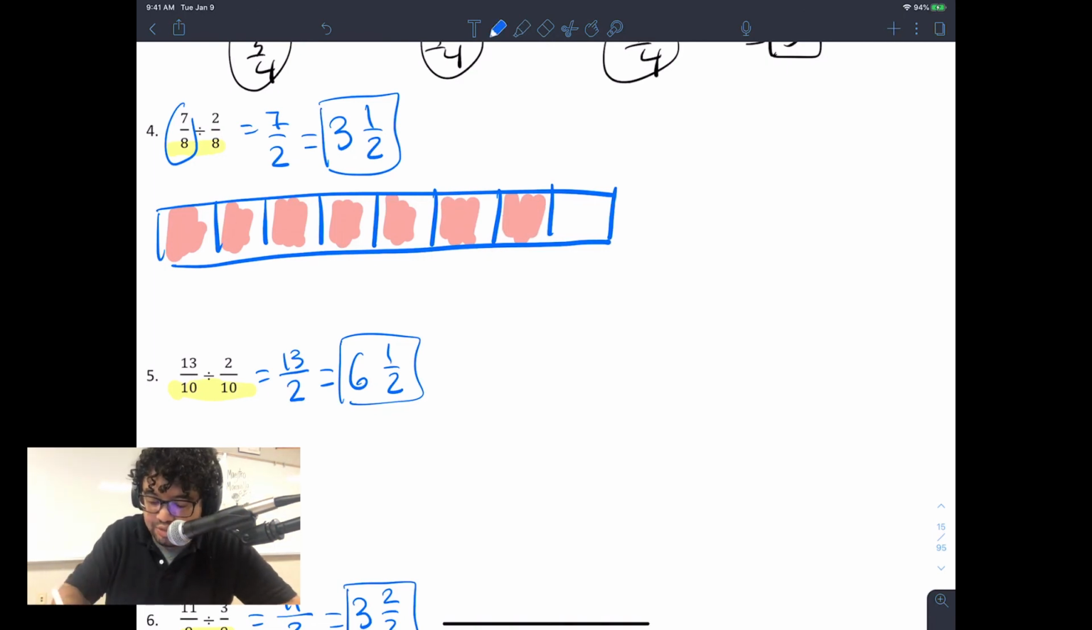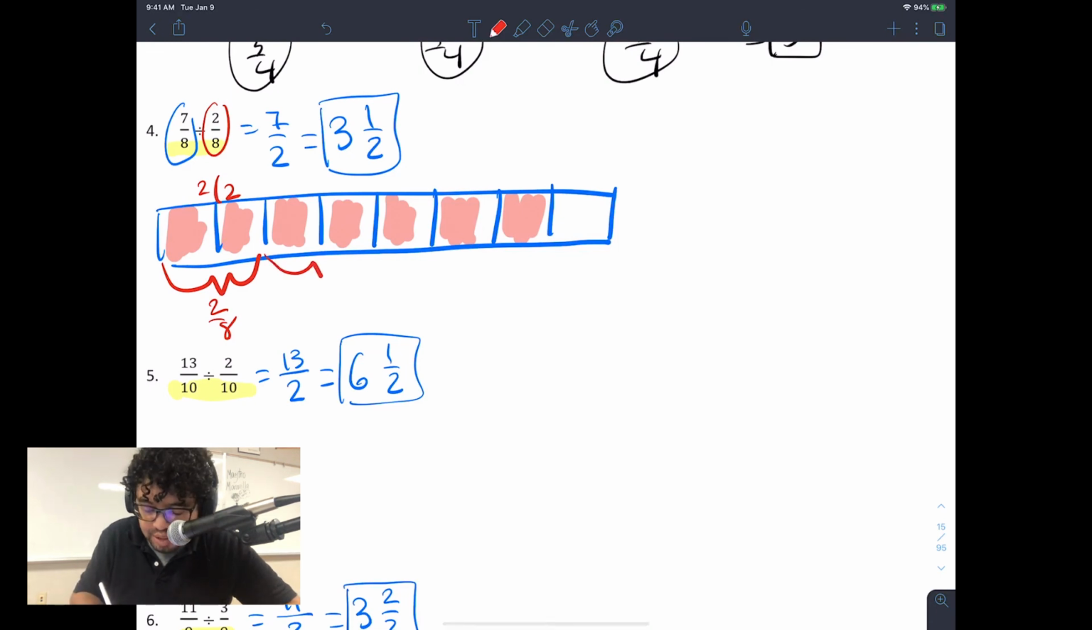Now I'm going to look at my second fraction. And my second fraction is 2/8. So I'm going to break them in groups of 2/8. So this is 2 out of 8. That's one group. But I also want you guys to notice, though, that I shaded 2 out of 2. Okay. Then I'm going to break it right here. This is also another 2/8. Once again, I want you guys to notice I shaded 2 out of 2.